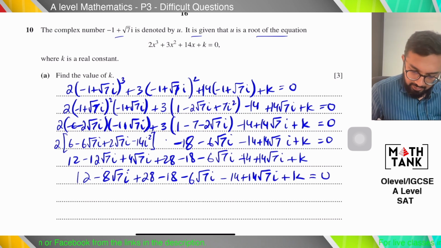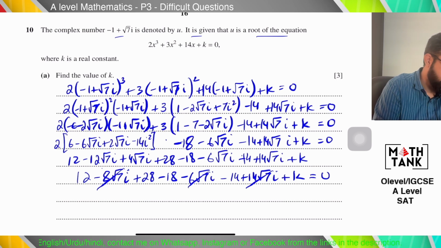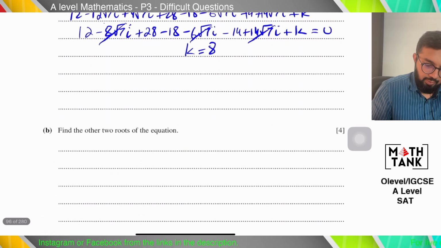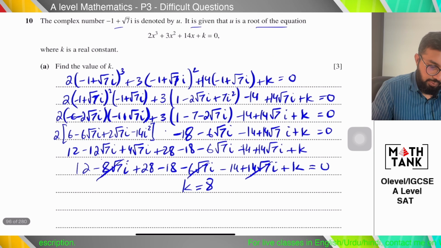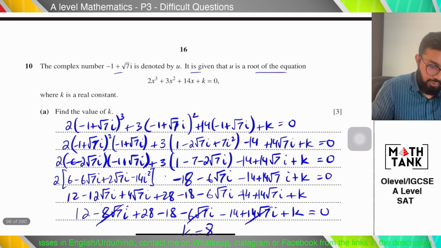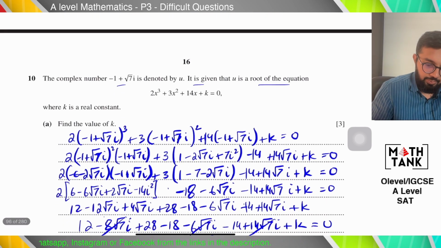Okay, so minus 8 and minus 6 give me 14, so that cancels out. And 12 plus 28 minus 18 minus 14. So k is 8. Find the other two roots of the equation. Okay, so one root must be the conjugate of this, and for the other root we'll have to do a bit of long division or comparison to find out the other root. Let's do that.